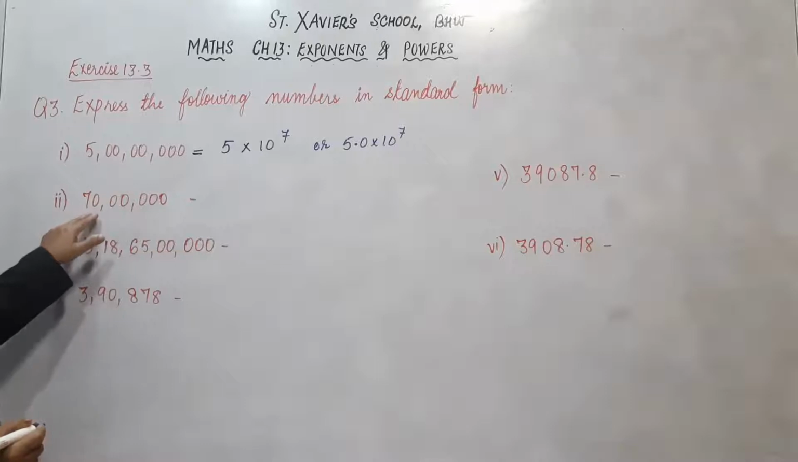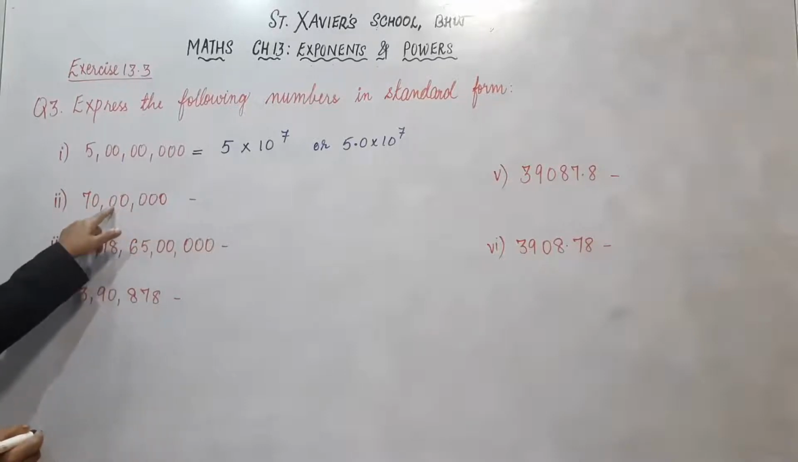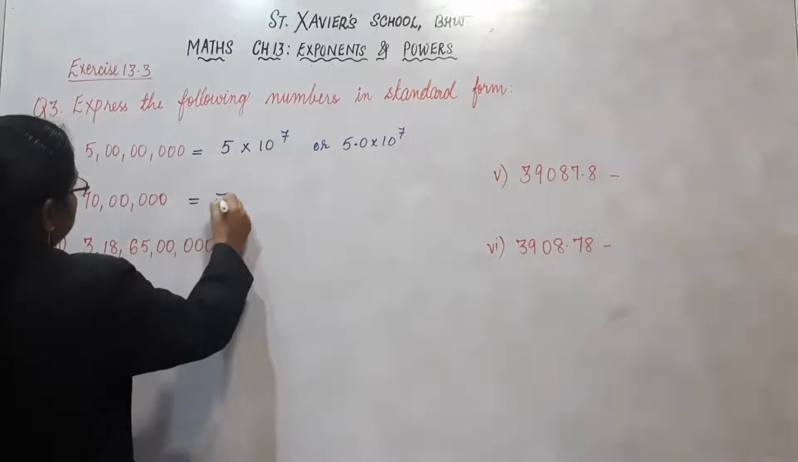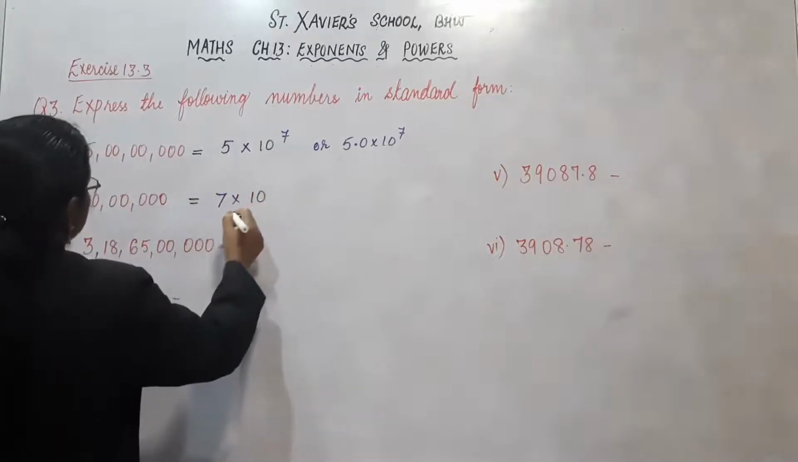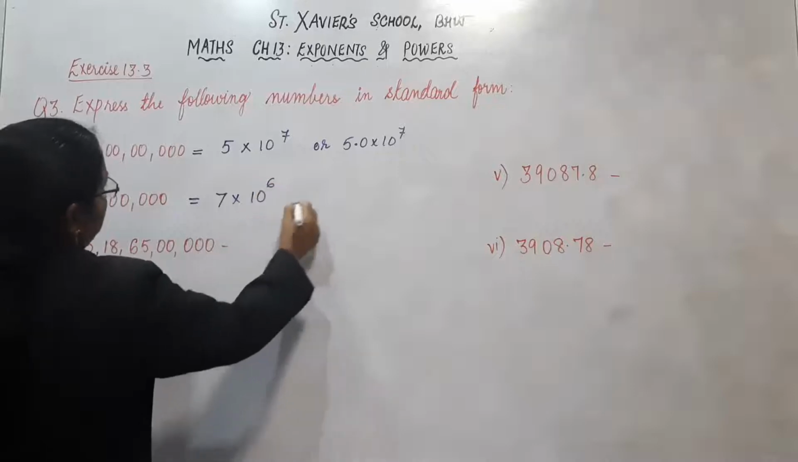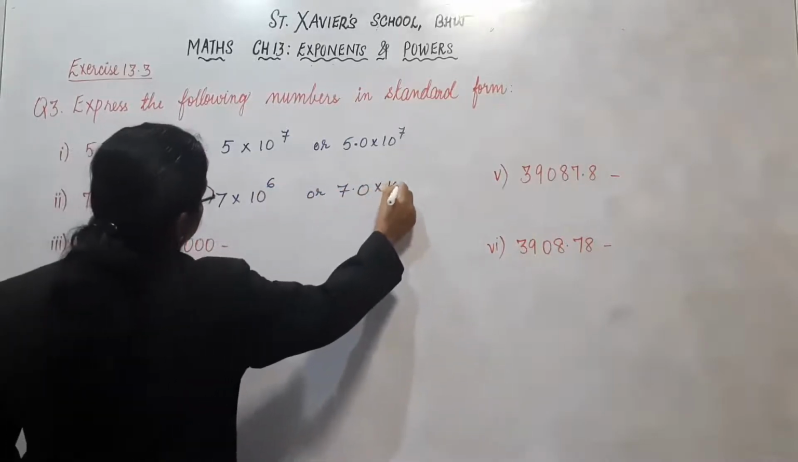Now next question, 70 lakh. After 7, how many places are there? 1, 2, 3, 4, 5, 6. So we can write it as 7 into 10 raised to 6 or 7.0 into 10 raised to 6.